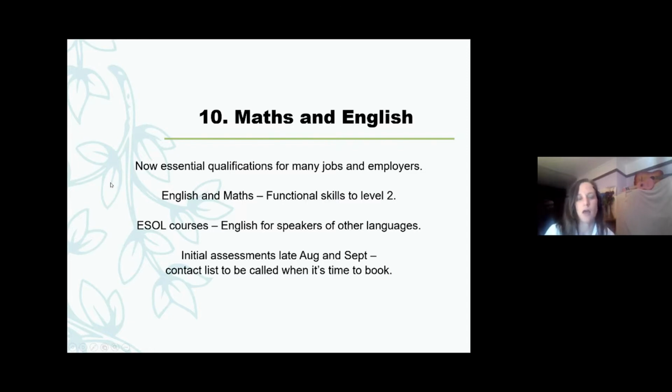English and Maths are vital qualifications for most things and higher education, and Jackie will talk to you about the entry requirements for the access course, which do involve some level of English and Maths skills. You will be advised about being referred to our English and Maths department if you're not at the entry requirement level, and we can get you on the list to be booked in for those assessments when they happen in late August and early September, just before the start of the term.